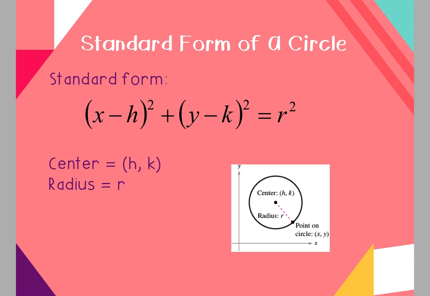If we're plugging the HK in, remember it changes the sign. So if my H is positive 2, then this becomes x minus 2. If my H is negative 2, then that would become x plus 2. Because the initial equation is minus, so it would change the sign. And vice versa. If I have the equation, if it said x minus 2 squared, then I would know the H is positive 2. It always changes sign.